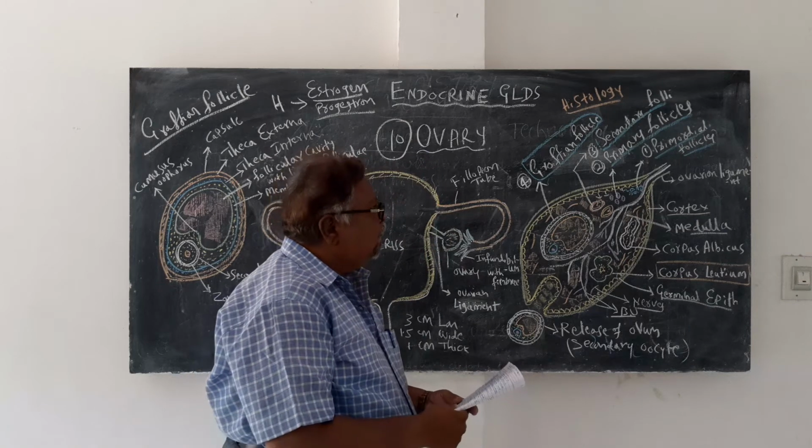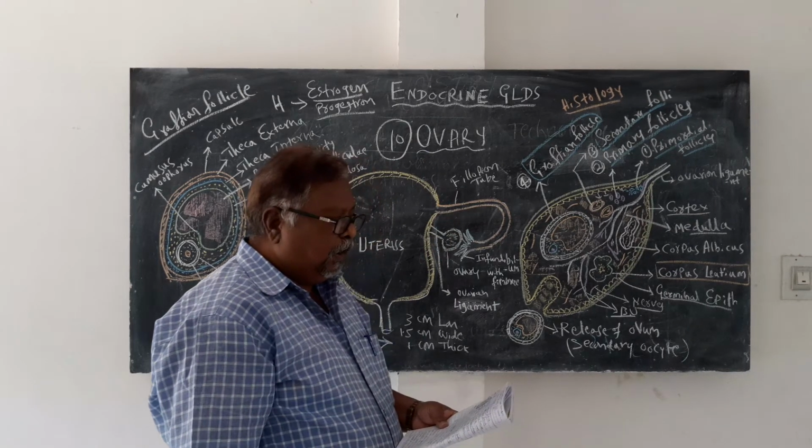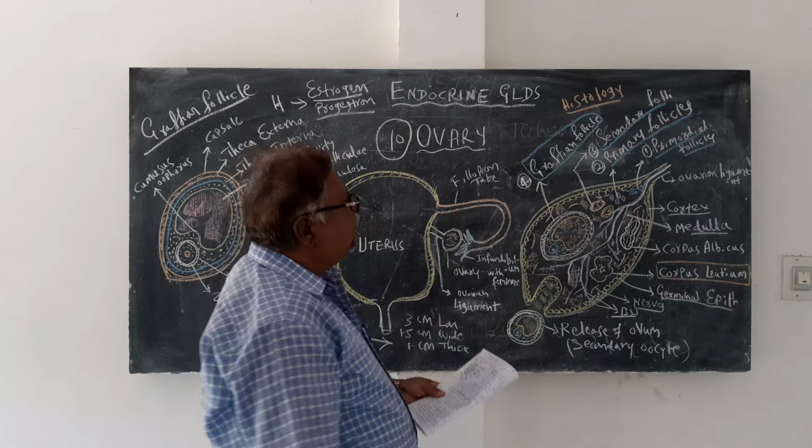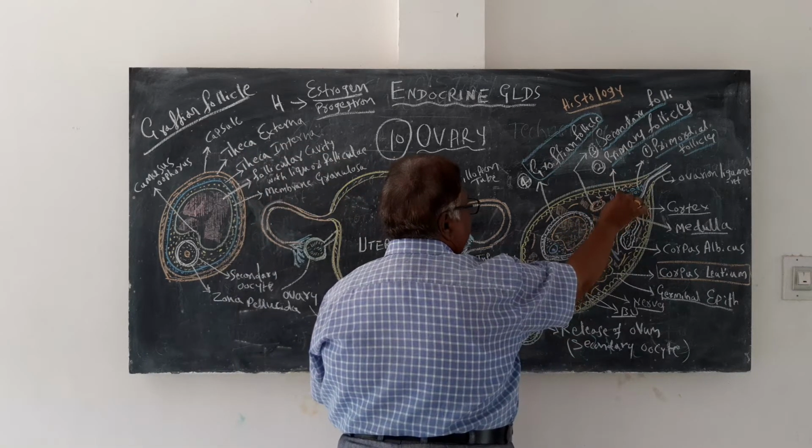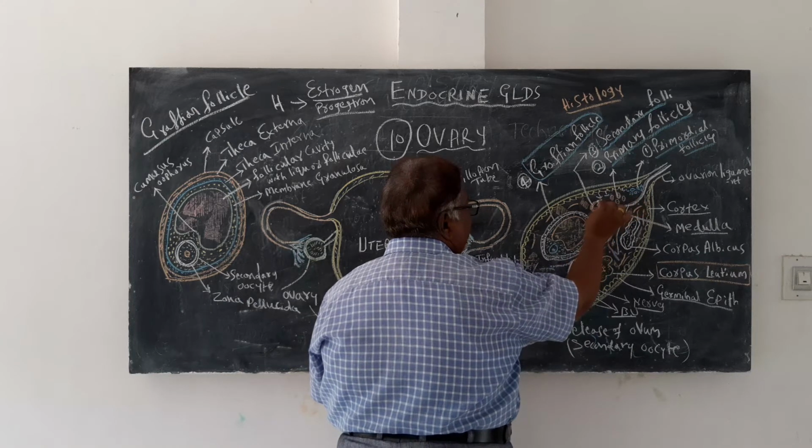With the central oocyte. The secondary follicles. This is the secondary follicle. This is the primary follicle. Here a single layer is present, and here also a single layer.